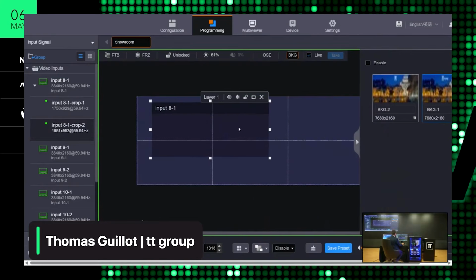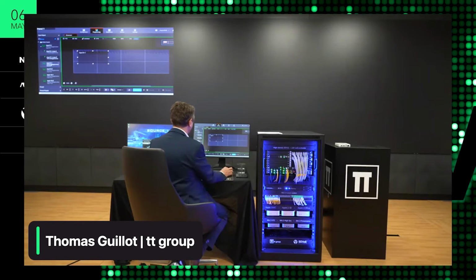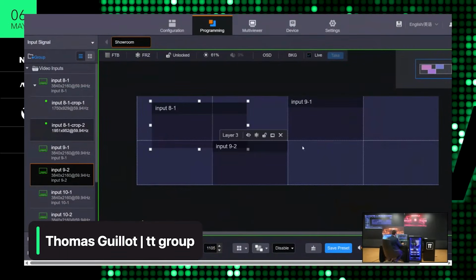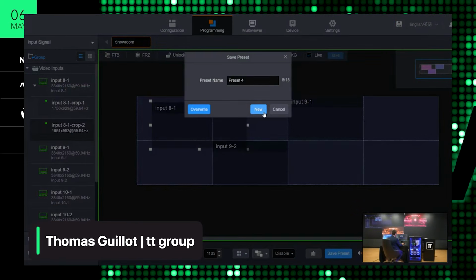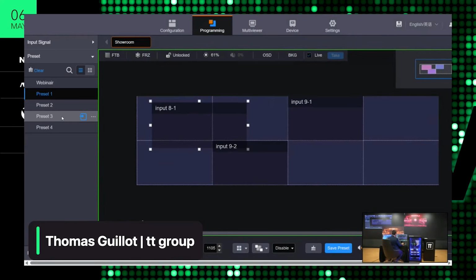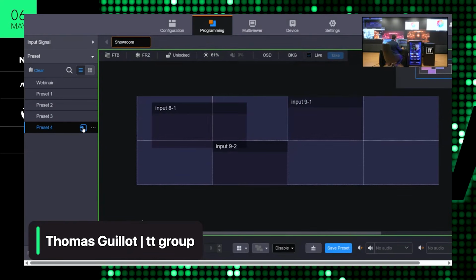You see my source. And, for example, let's create a preset. I will put several sources, and then I will save a preset. So save preset number 4. Okay, new preset. Now I have the list of presets, and so I'm calling the number 3. Don't know what it is. And now the number 4. This is the one that I've just created.